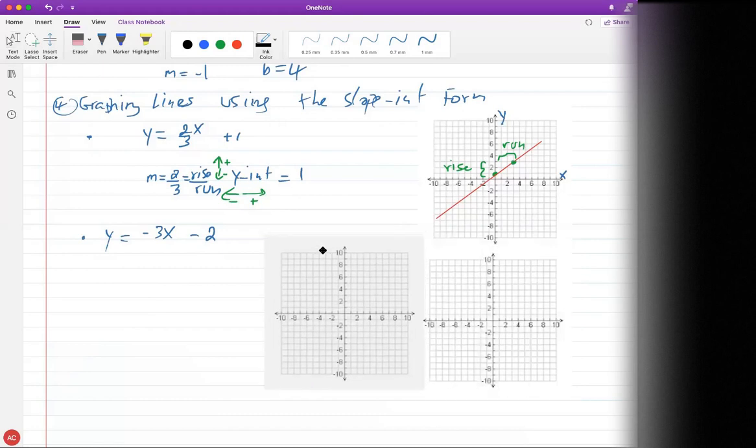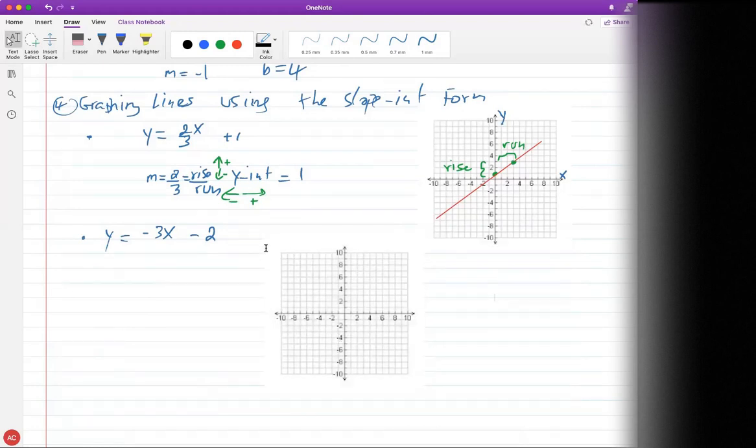All right, if you look at this line now. Okay, so let's grab it. So where do you start from? Where do we start from to graph the line? If we follow the same steps as the previous line, right? What's the starting point? -2. That's right, -2. So you start from the y-intercept.